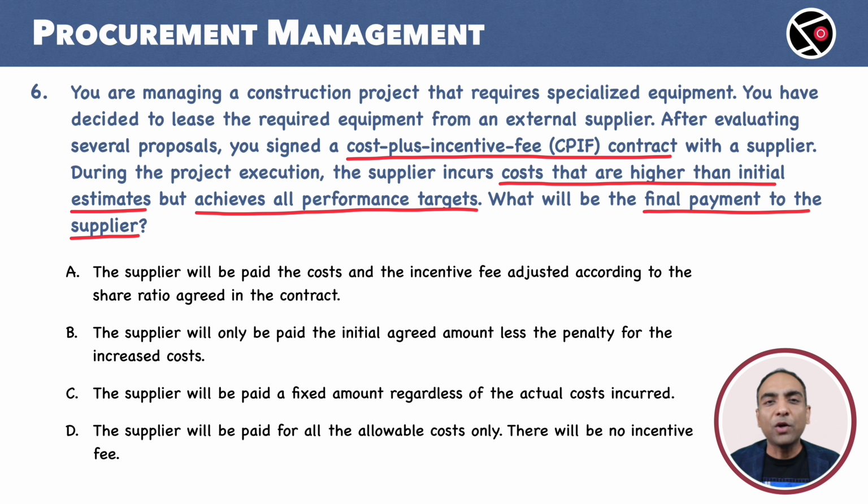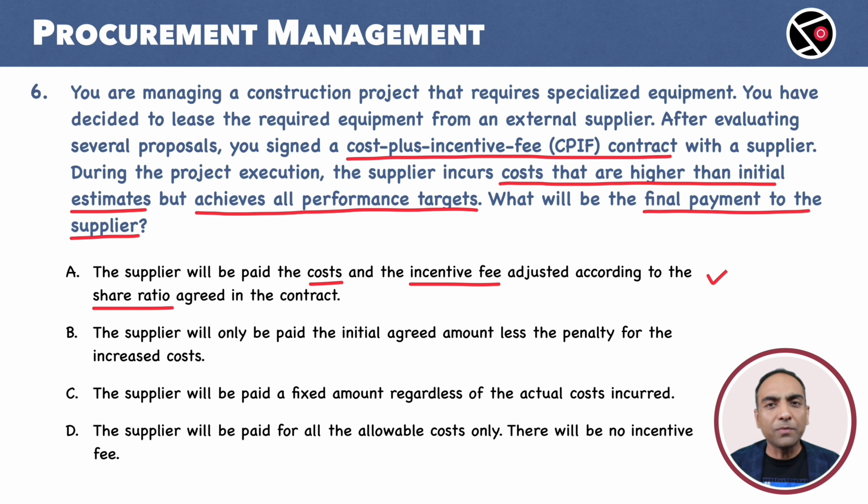A. The supplier will be paid the costs and the incentive fee adjusted according to the share ratio agreed in the contract. This supplier has met the performance targets, so we have to pay the costs and also the incentives. This is a cost plus incentive contract, and the actual cost is higher than the initial estimate. The cost variance or the extra cost is a shared responsibility. Some of the pain goes to the buyer and some to the seller. The distribution is decided by the share ratio. We definitely need adjustments to the final payment based on the share ratio.